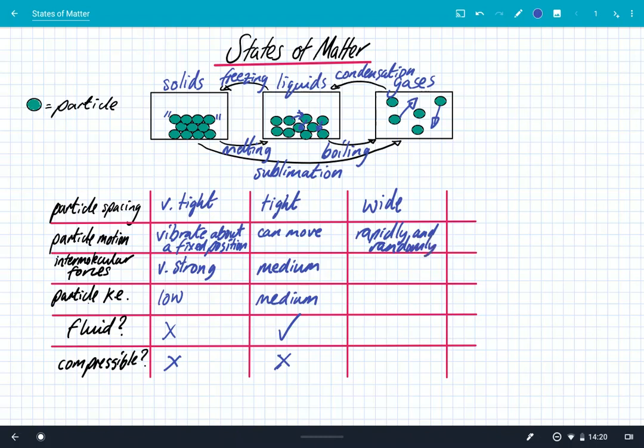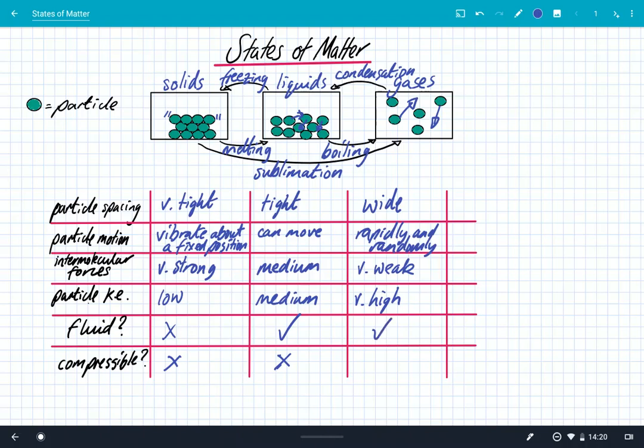A reason for this is because the intermolecular forces, those forces between those particles, is very weak. The particles do not attract each other very much, so they're able to just move as freely as they like. The particle kinetic energy in this case is very high. And that's because gases are at high temperature, and high temperature means that the particles have a high average kinetic energy. Gases are also known as a fluid, just like liquids, and they're able to flow.